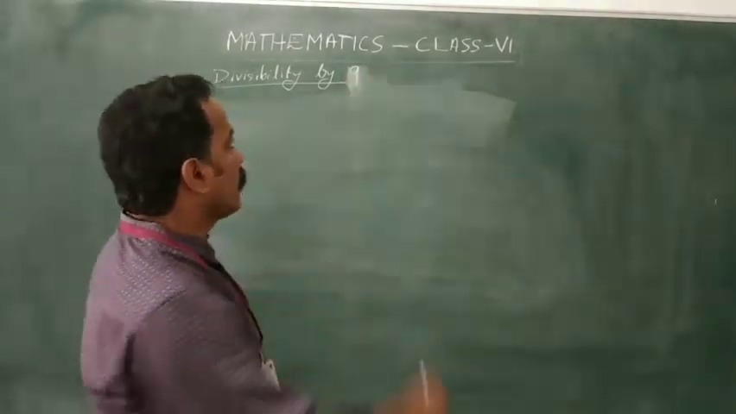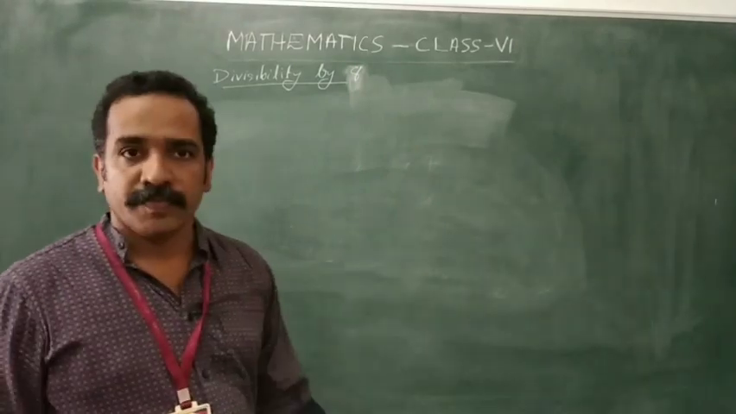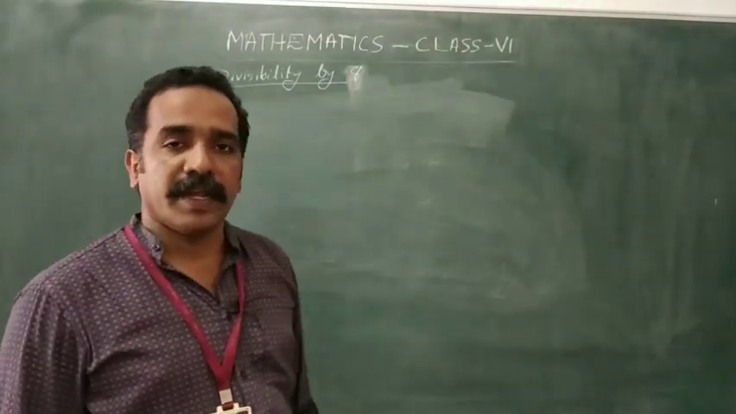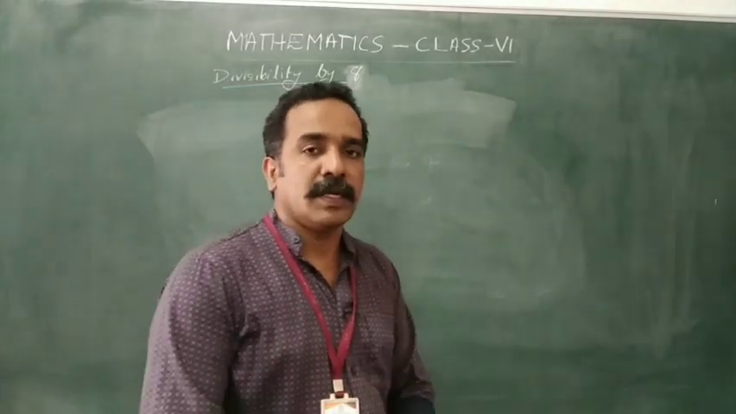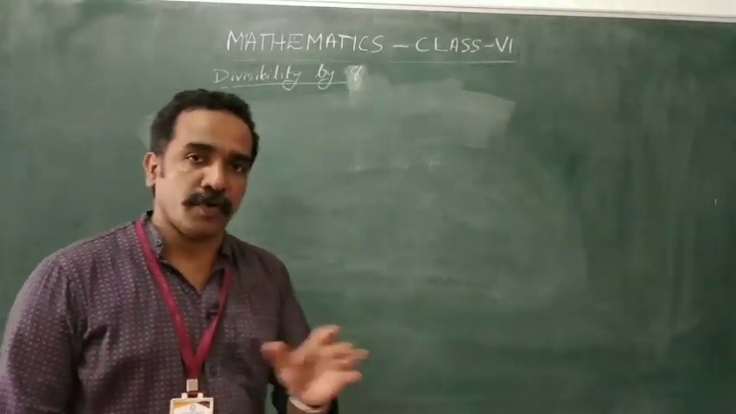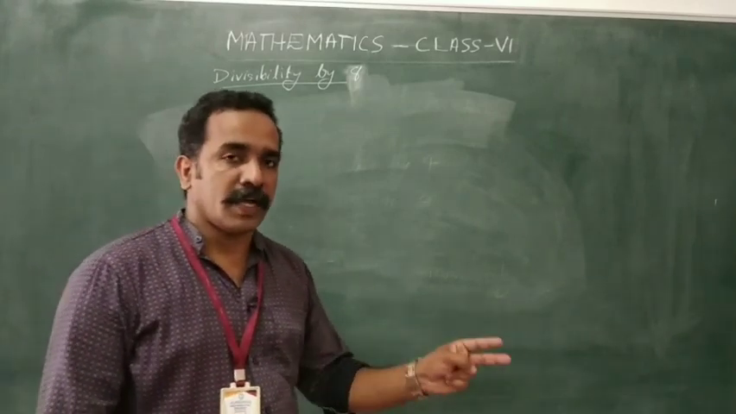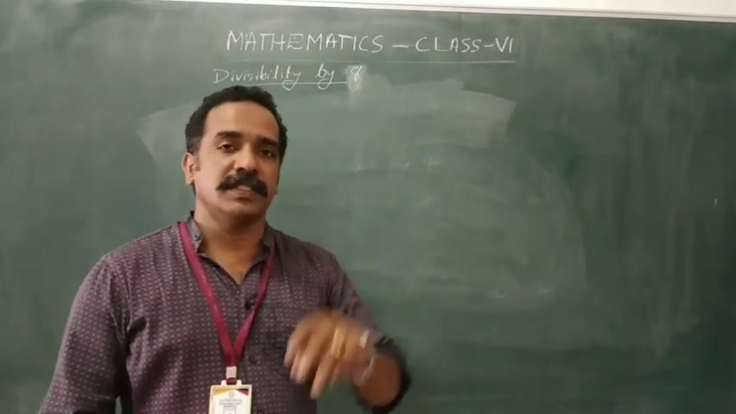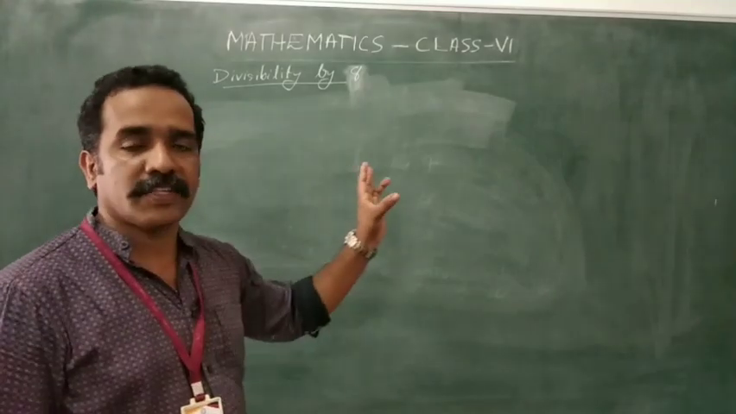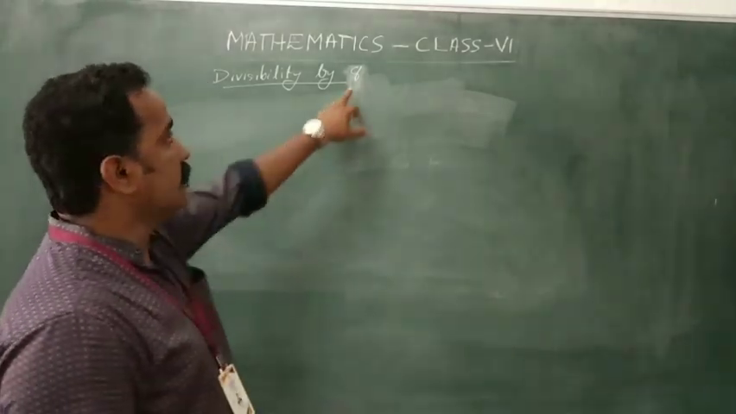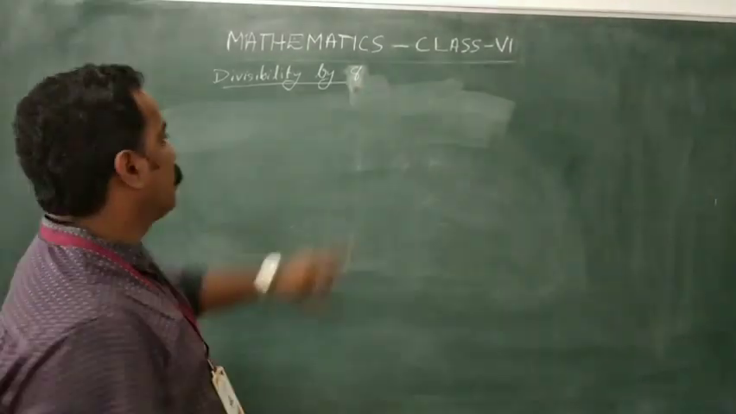Now, before 9, let us check the divisibility test for 8. How can we check whether a number is divisible by 8 or not? Just the same as the divisibility test of 4, but in the case of 8, the difference is instead of the last 2 digits, we have to consider the last 3 digits. If the number formed by the last 3 digits of a number is divisible by 8, then that number is divisible by 8.